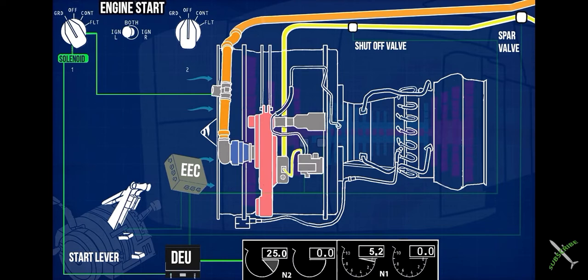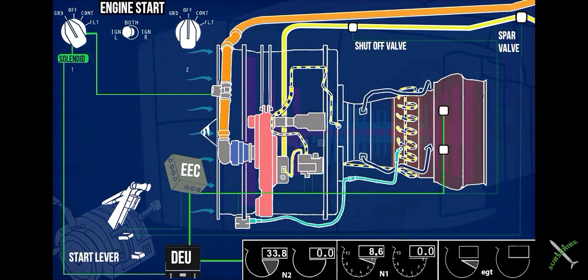EEC now controls the rate of fuel flow, by controlling the fuel metering valve, which transfers the fuel into the combustion chamber through the fuel nozzles. At the same time, EEC commands the ignition exciter box to ignite the fuel-air mixture in the combustion chamber, with the help of the igniter plug. The combustion increases high-pressure and low-pressure turbines rotation. This shoots up the N1 and N2 rotors RPM.